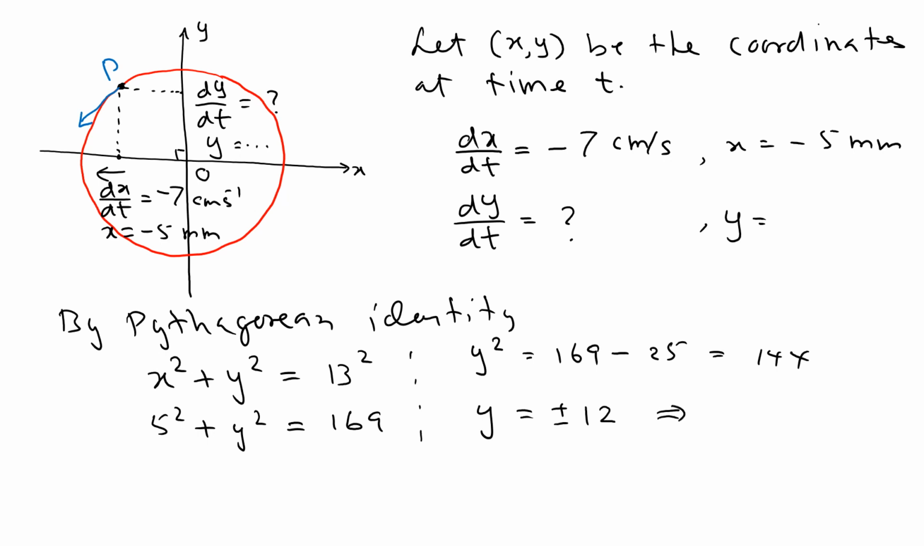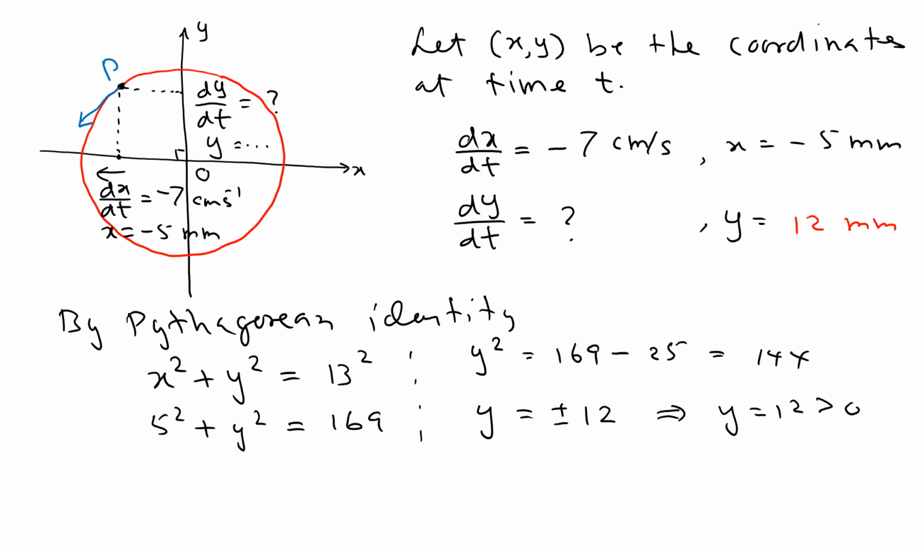But let's use some information given. You can see it's going to the left direction, and also dx over dt is negative. So that means it cannot be in the lower part, it has to be the upper part. Because if it's the lower part, then dx over dt has to be positive. So y is positive, so positive 12. Okay, so we have that information. So this is 12 millimeters, the same unit.